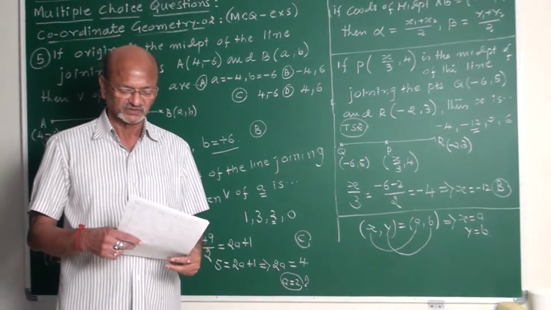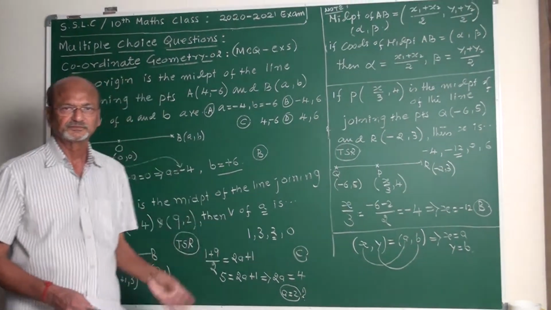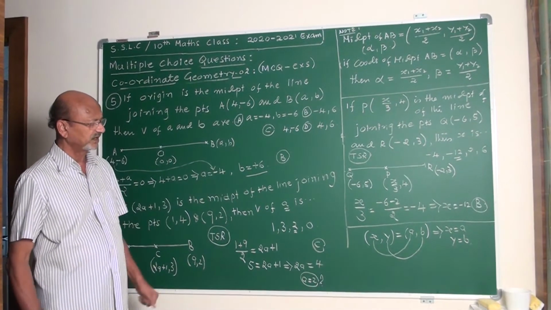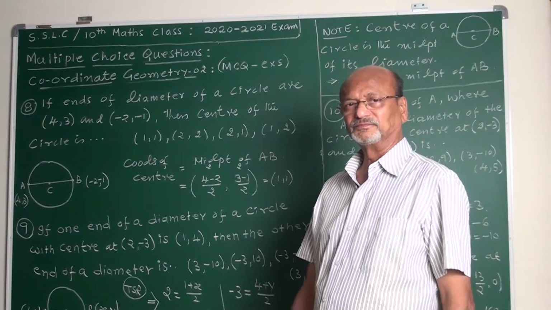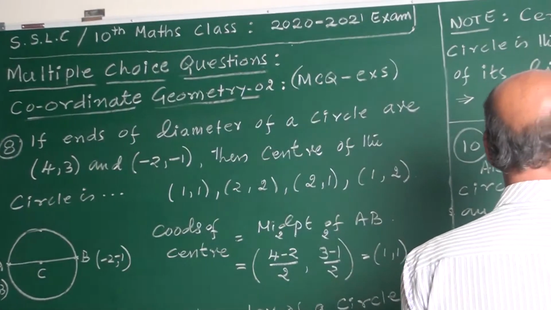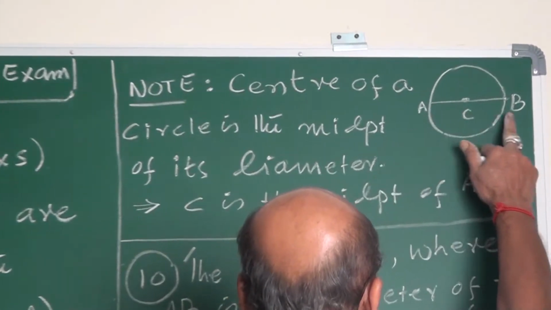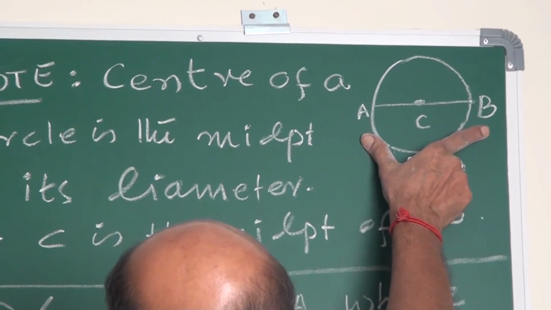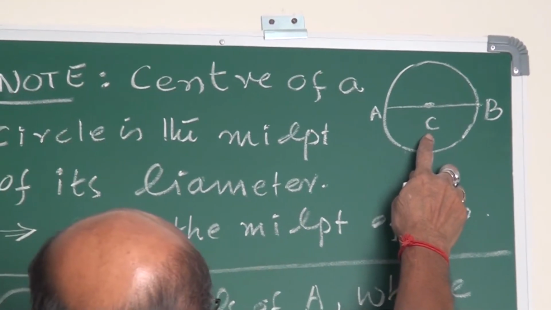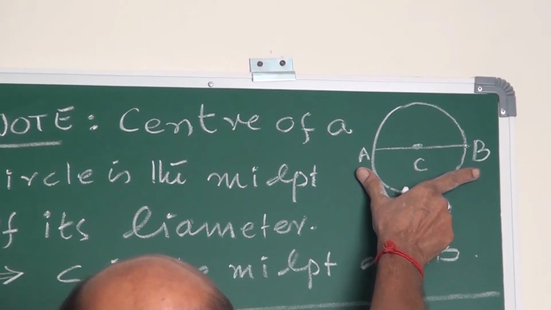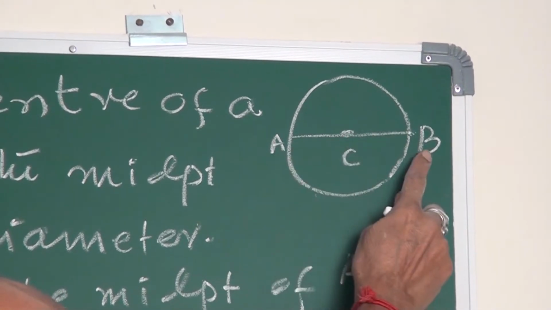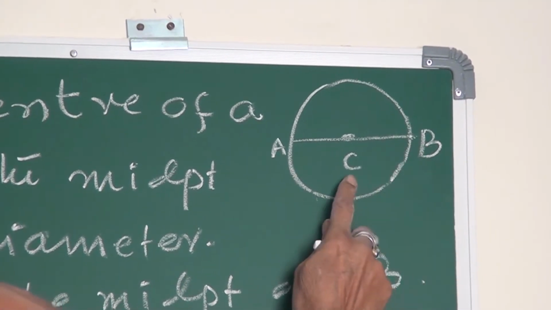I do another example. Just see, now these are 3-4 examples of the same type. I have taken another geometrical figure. That geometrical figure is a circle. What about A and B? They are the ends of the diameter. What is C? The center of the circle. Then what is the result? The center of the circle is the midpoint of the diameter AB. Then the coordinates of the midpoint of A and B are the same as the coordinates of C.